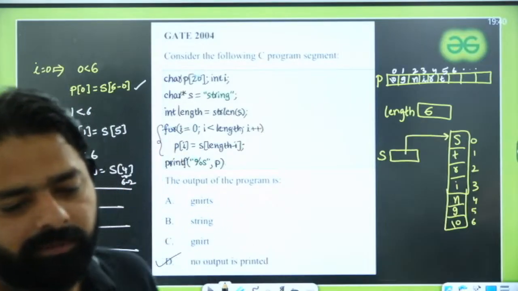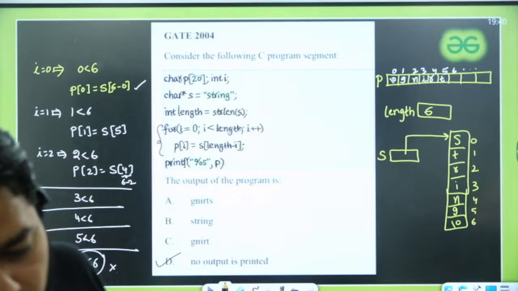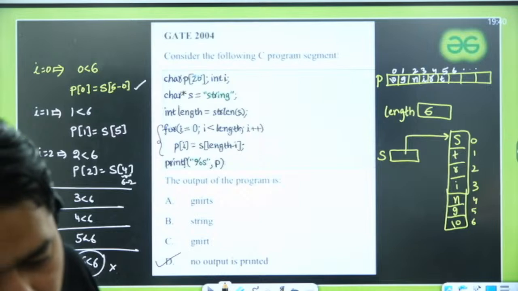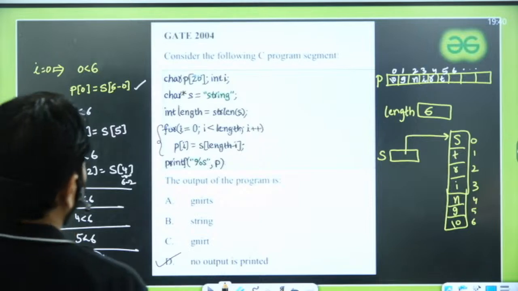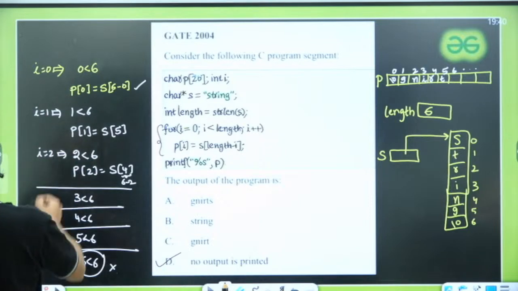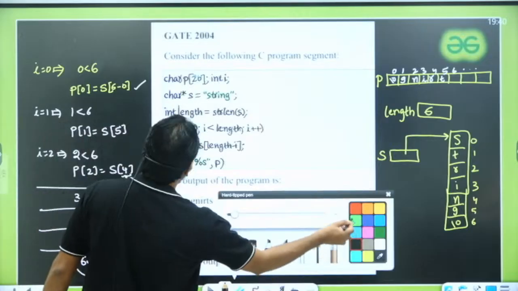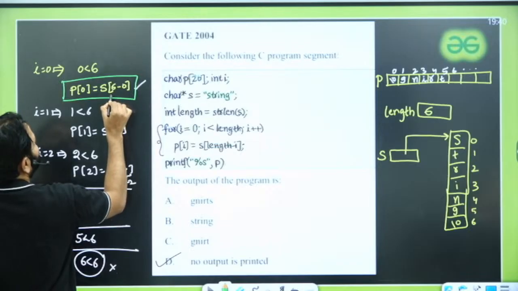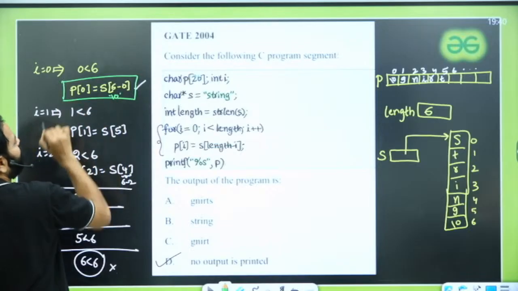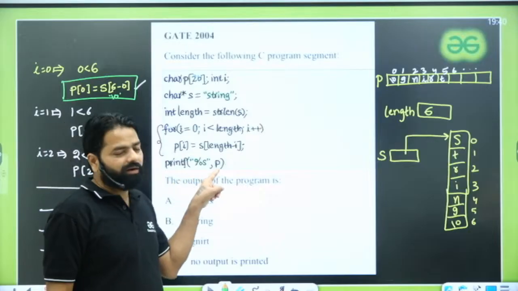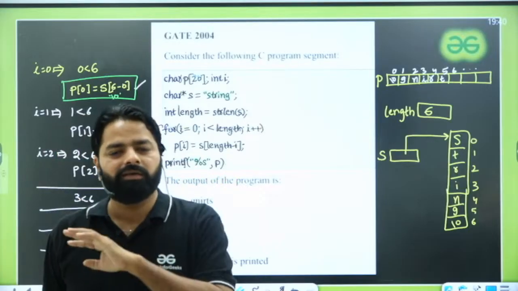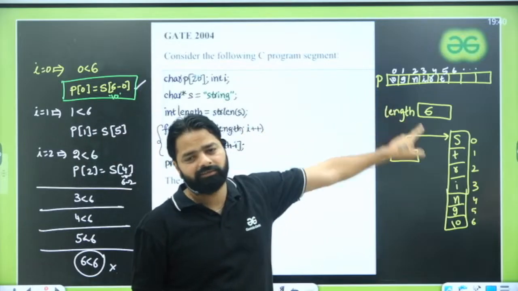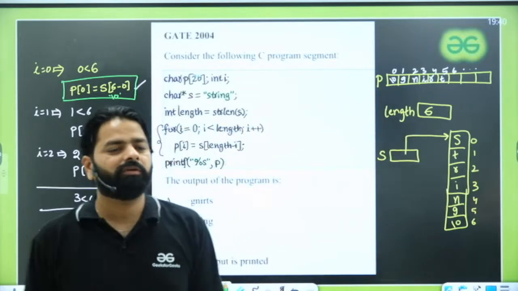Everybody got this concept? Please let me know. Everybody understood the concept? Here itself the answer is over. If you observe properly, here only the answer is over. This is a null character. You are storing the null character in P of 0. When you print from the first element, it will print nothing because the first character itself is a null character. Okay.